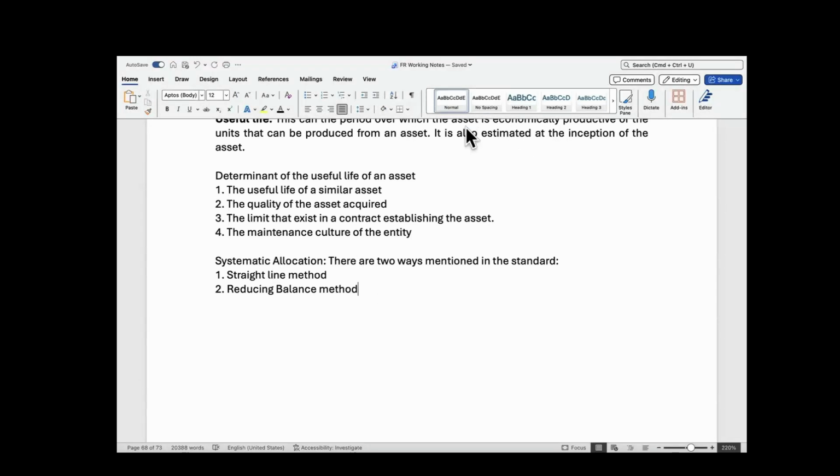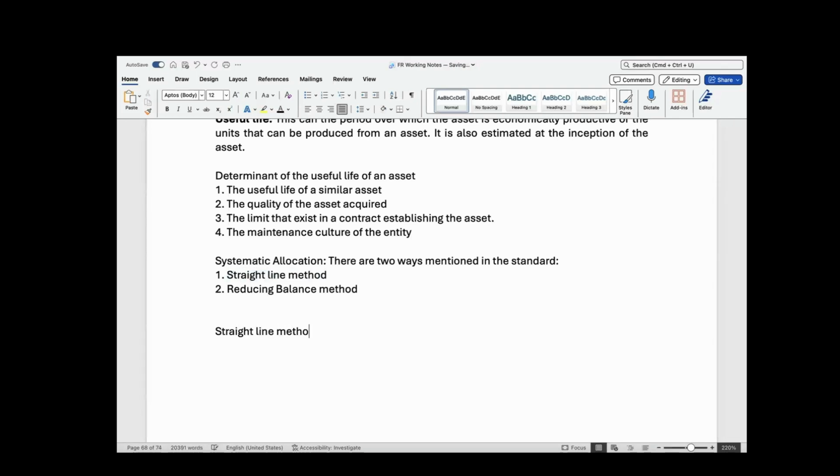So we're talking about systematic allocation. We said there are two ways in which we can allocate this cost: either we use the straight line method or the reducing balance method. You could see some other methods, but these are the two that the standard actually mentioned, and these are the two you would find in your exam.